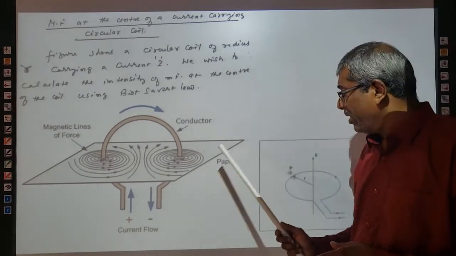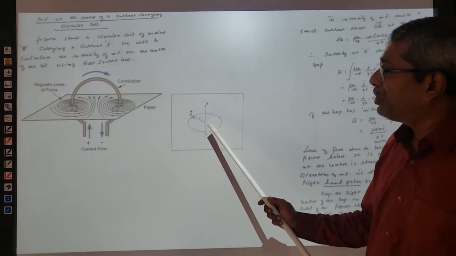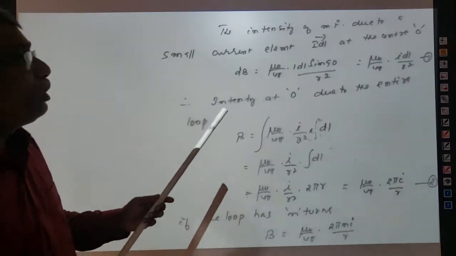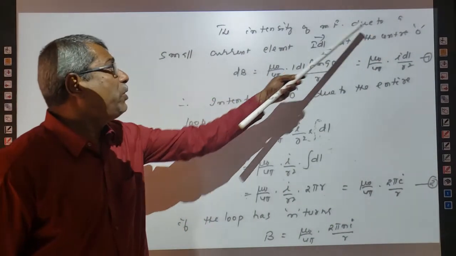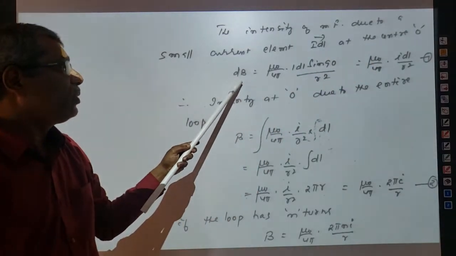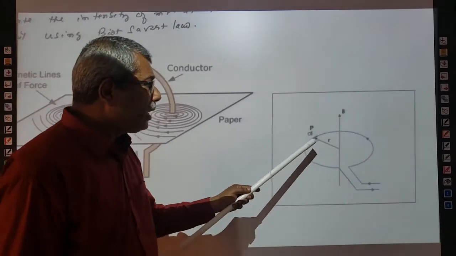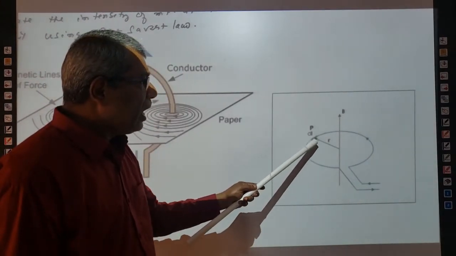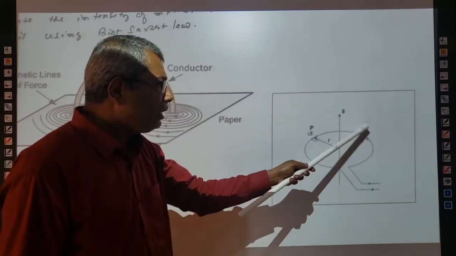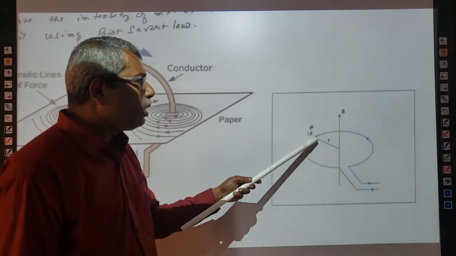Now we can calculate how the intensity of magnetic field due to the circular coil can be obtained. The intensity of magnetic field due to a small current element Idl at the center is given by this figure. This is a small current element dl, right? And this is the radius of the circular path. Current is entering into that, and also leaving like this. This is a small current element.